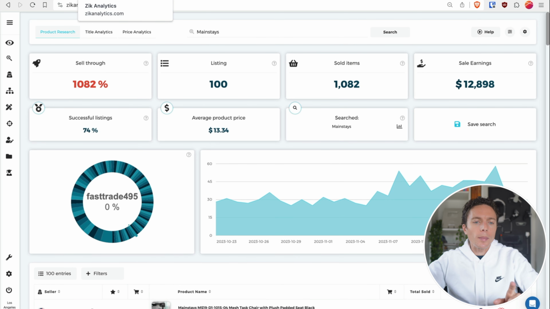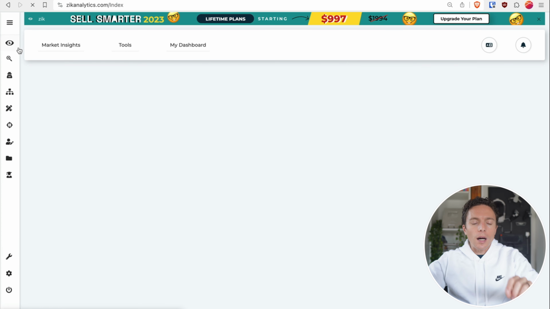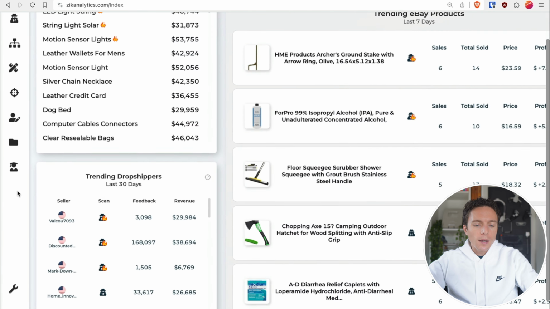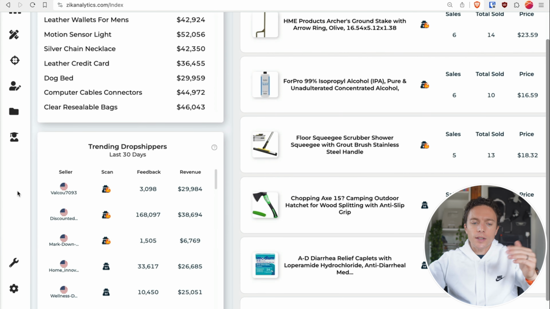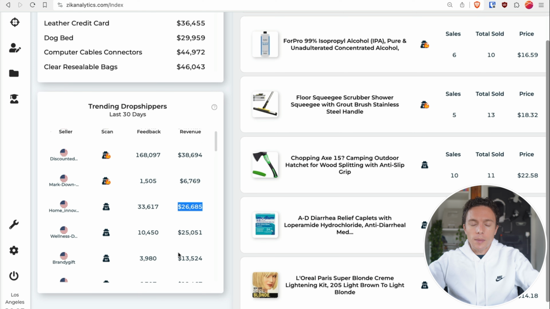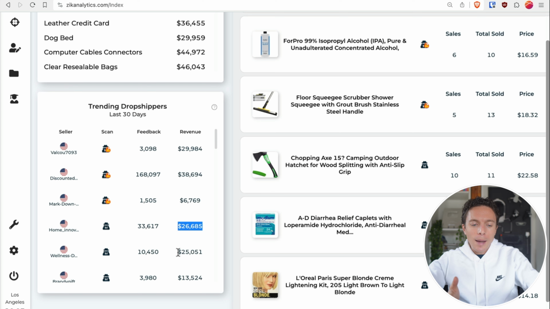Now, real quick, I want to show you a couple of other things that Zeek Analytics has that I find really helpful. If you're getting stuck on this and you're not able to find those other drop shippers, just come back to the dashboard, because on the left here, they actually have a trending drop shippers section. Again, Zeek Analytics is able to scan sellers and see if they're drop shippers. And if it sees ones that are doing really well, like this seller who's done $38,000 a month in sales, or this one who's done $30,000 a month in sales, this one has done $25,000, these are all drop shippers using this exact same method that I'm teaching you today. So this absolutely does work.